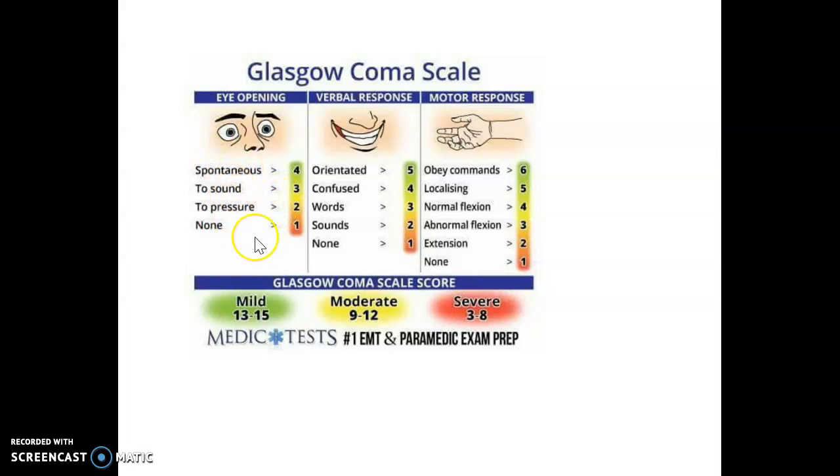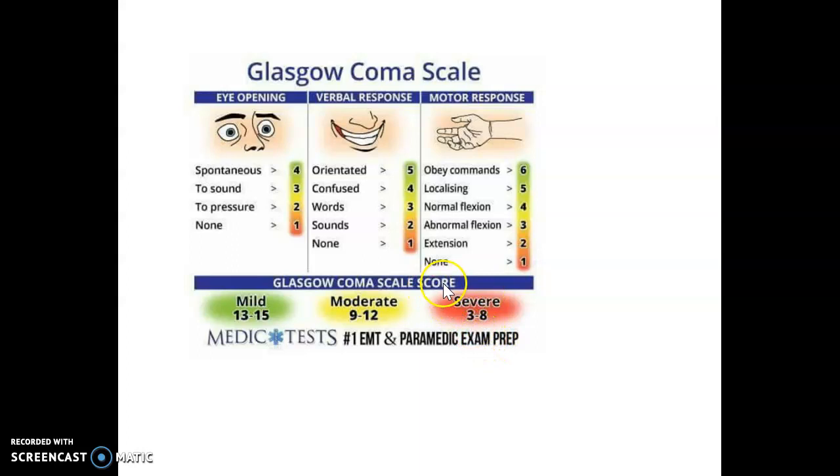So you need to see if their eyes are opening spontaneously, to sound, or to sternal rubs, or not at all. If they're oriented, if they're confused, their words and sounds are a little off. And then for motor response, seeing if they can obey commands, if they localize any pain, if they have normal flexion, extension, all that. So like I said, the lowest would be a 3.